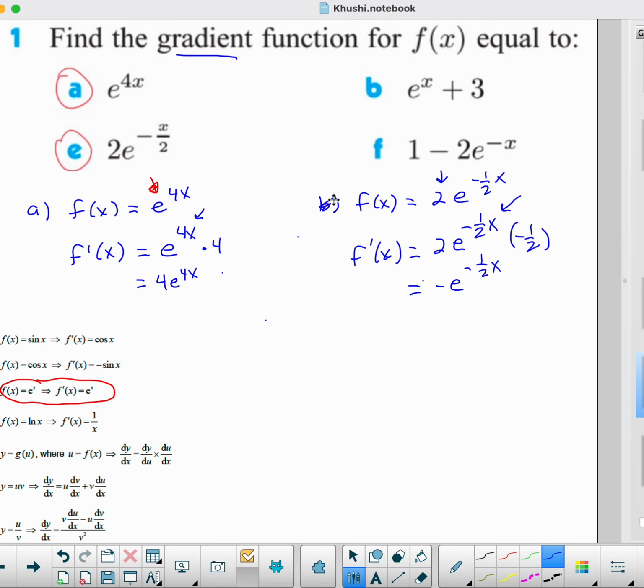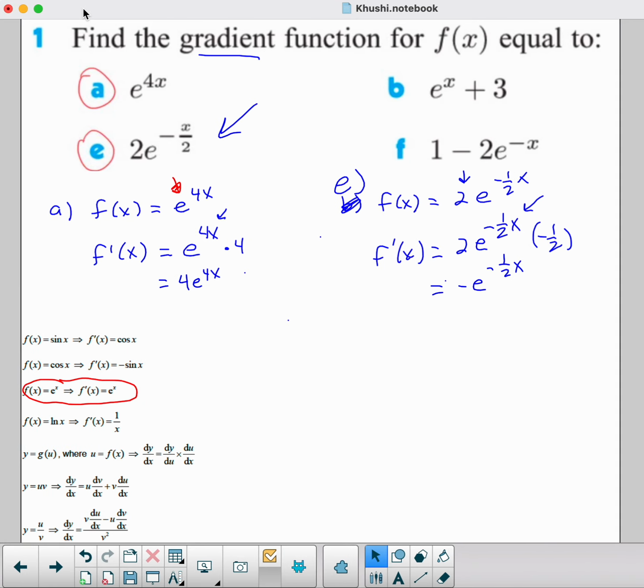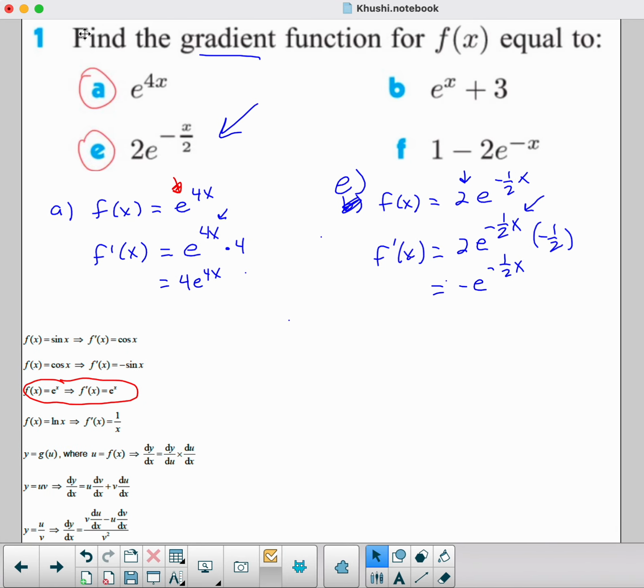Oh, no, that was E, right? That's what you asked for right there. All right. Moving on. Oh, I have to move this thing over a bit. Let me move it over so it's totally in there. I think you got to see everything.